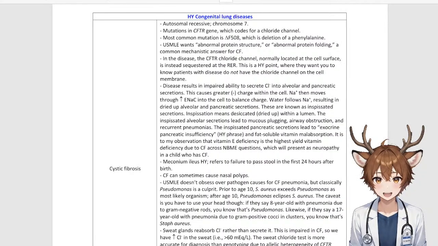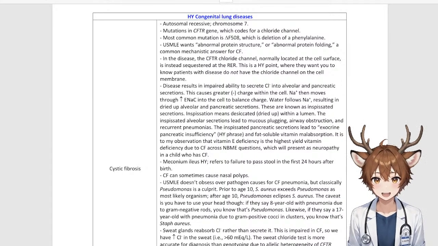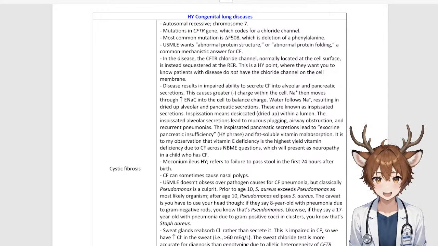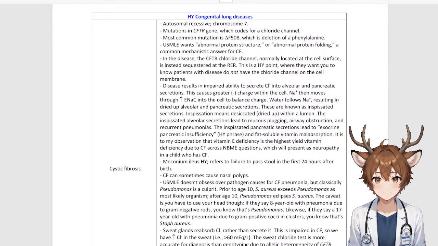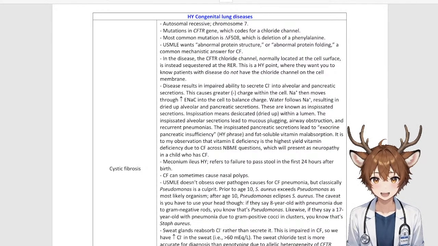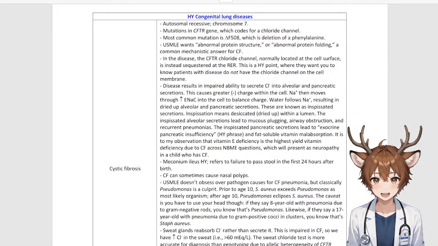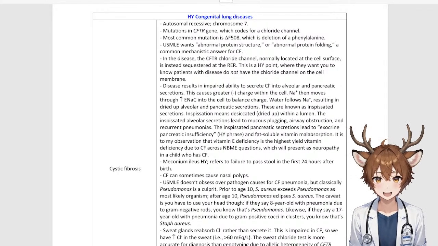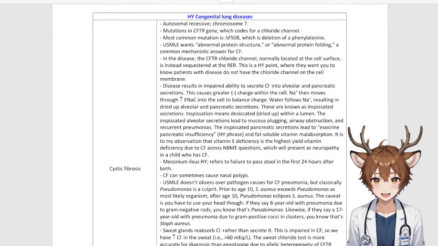The disease results in impaired ability to secrete chloride into the alveolar and pancreatic secretions. This causes a greater negative charge within the cells. Sodium then moves through the increased ENaC into the cell to balance the charge. Water follows the sodium, resulting in dried up alveolar and pancreatic secretions. These are known as inspissated secretions. Inspissated means desiccated, dried up within a lumen.